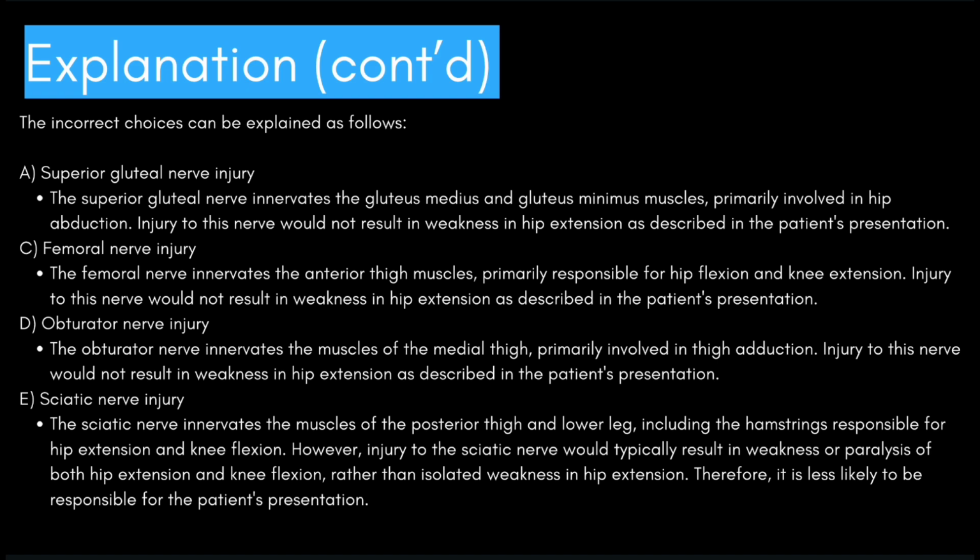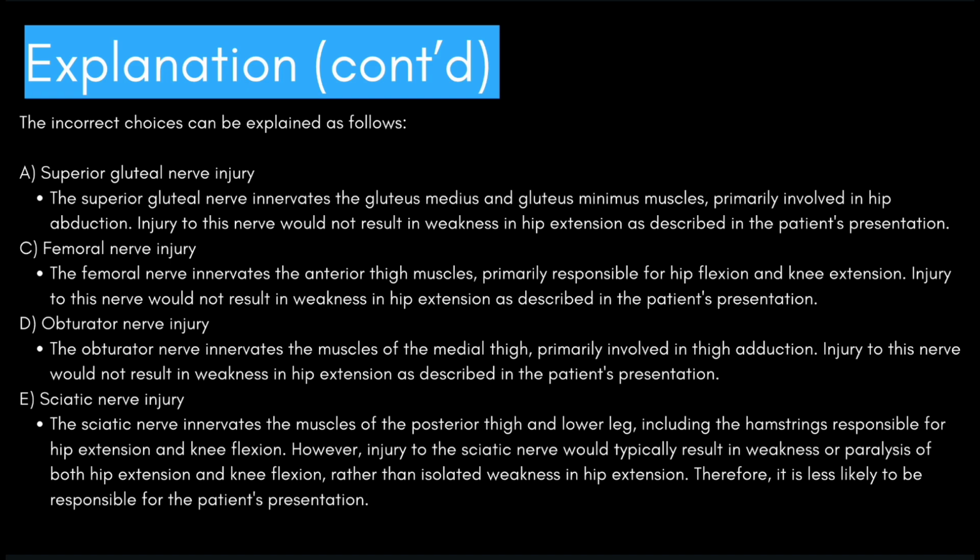Obturator nerve injury. The obturator nerve innervates the muscles of the medial thigh, primarily involved in thigh adduction. Injury to this nerve would not result in weakness in hip extension as described in the patient's presentation. Sciatic nerve injury. The sciatic nerve innervates the muscles of the posterior thigh and lower leg, including the hamstrings, responsible for hip extension and knee flexion.